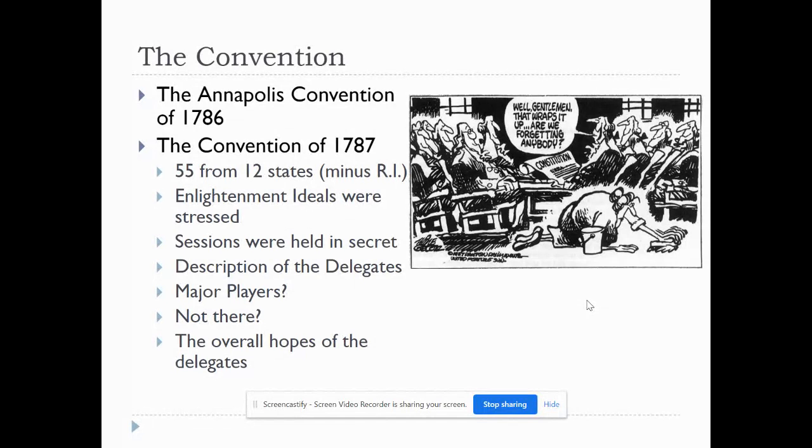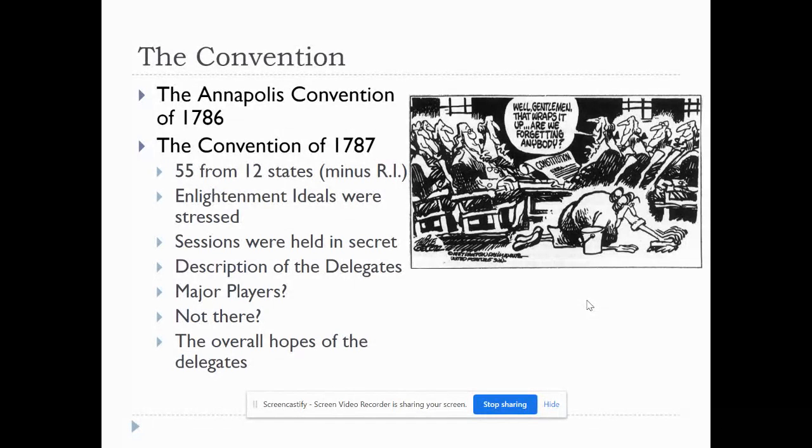So again, this is not your same group, if you will. They're very different people that are involved in the convention. And the people that are going to take the reins, if you will, are people like Alexander Hamilton of New York and James Madison of Virginia. Those are going to be the two main players, if you will, trying to get the Constitution both written and adopted later on. And of course, again, the overall hopes of the delegates is when they show up, most of them are thinking, man, let's make some changes to the articles. They do not think they're going to tear it down.